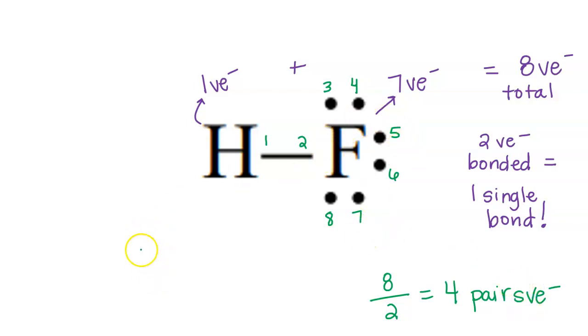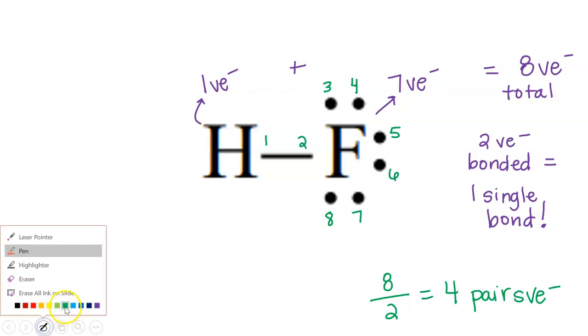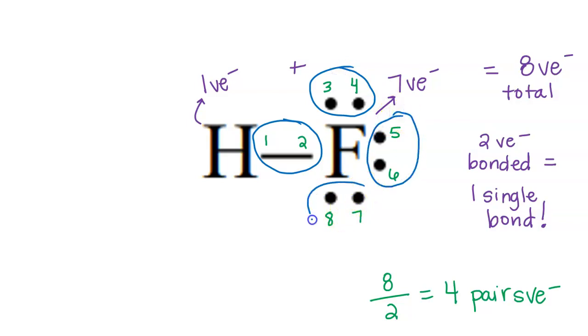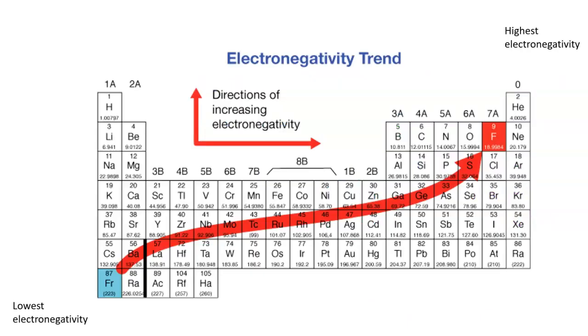And then if we just change the color, because I'm not trying to confuse you, let's go here. We're going to say that this is 1 pair, this is 2 pair, this is 3 pair, and this is 4 pair. There we go. So we're doing pretty good on this one. Feels pretty confident. Your F is obeying the octet rule. The H only needs 1 electron. Remember, it's in group 1. That's going to be one of your exceptions to the rule, and we'll get into that in just a couple minutes.